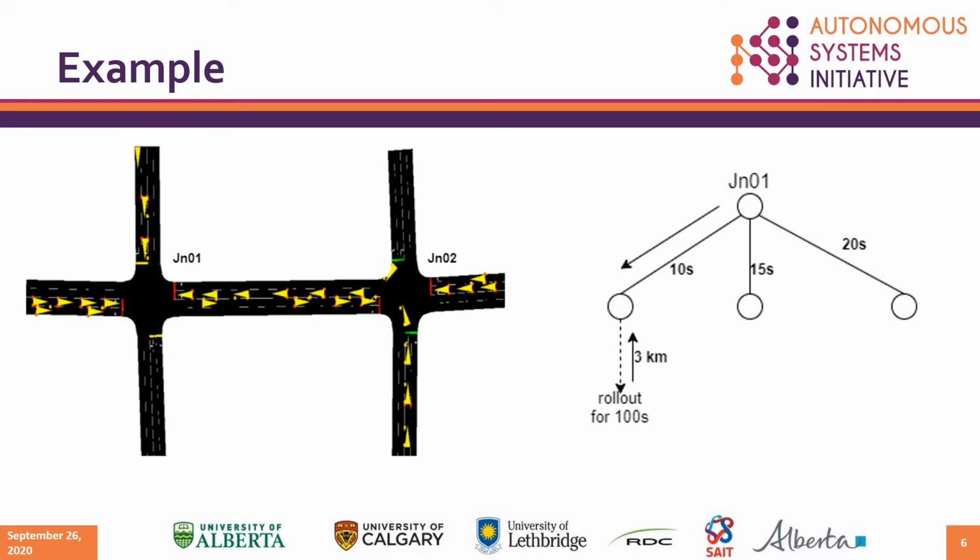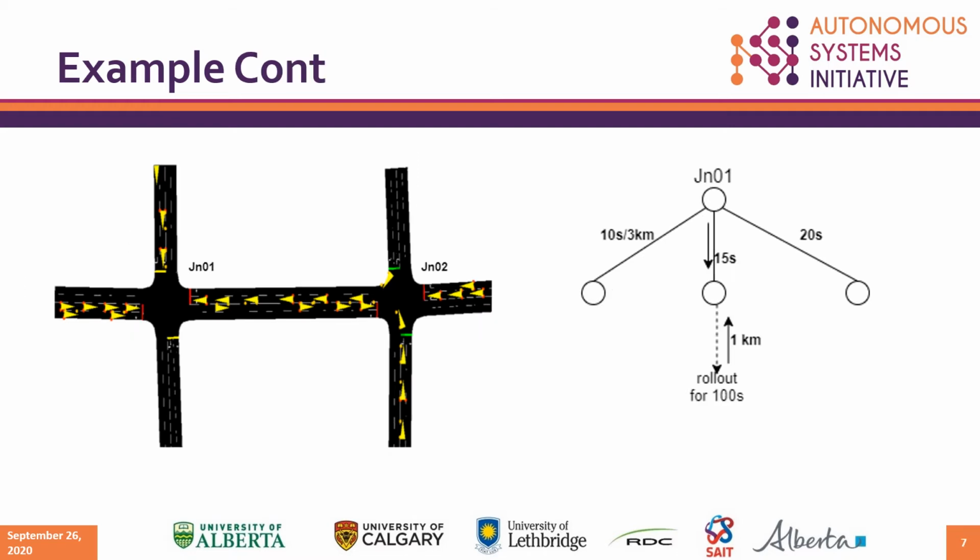Let us take the 10 seconds, and since that's a leaf node, we do rollout for 100 seconds. This returns us a value of 3 km, which is the average distance traveled by the cars, and this is backpropagated up the tree. Next, we will go down to 15 seconds and then do the same thing.